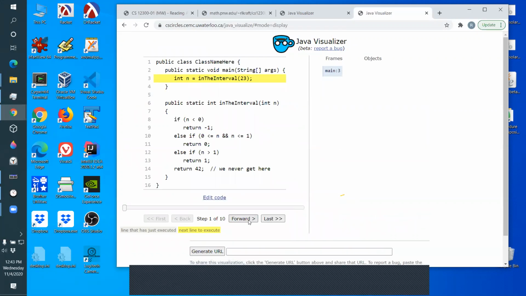Okay, so I'm going to give it the number 23. If 23 is less than 0, return -1. Well, 23 is not less than 0, so I skip over that. If 23 is between 0 and 1, I return 0. Well, 23 is not between 0 and 1, so I skip over that. If 23 is greater than 1, I return 1. Well, 23 is greater than 1, so I'm going to return 1. And then I'm up here, and n becomes 1.